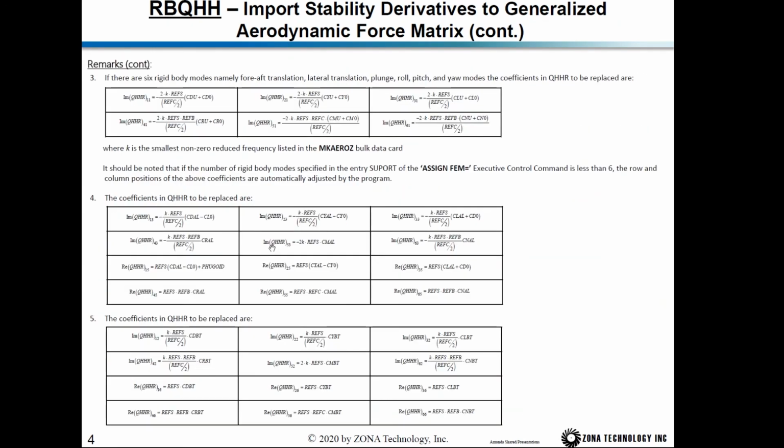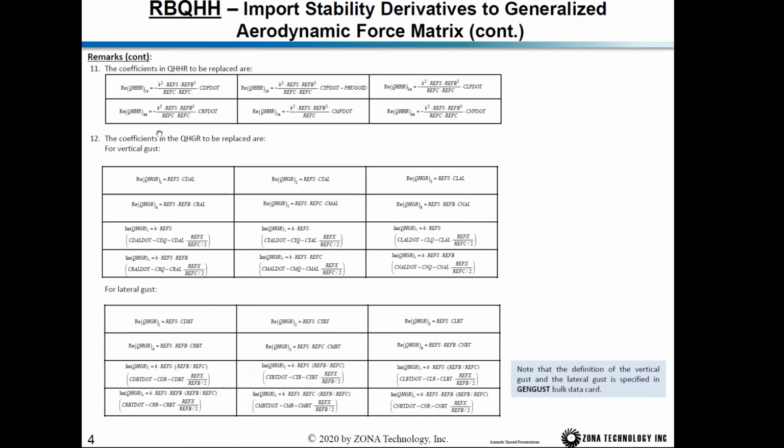And this is the equation. Once you import the aerodynamic stability derivatives, this is how ZAERO uses those to replace the QHH. Okay.